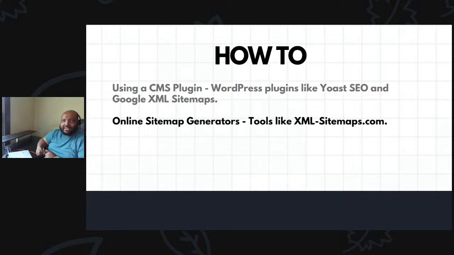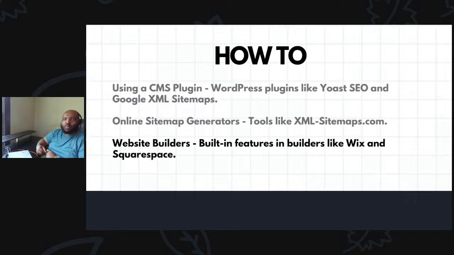The second one is an online sitemap generator, tools like XML-sitemaps.com, and I'll show you this later on. And then finally, web builders, with built-in features on things like Wix and Squarespace. Now, remember, you are free to use whatever tools you want to use. I will be showing you how to build a website using WordPress, so we're going to get into more of this plugin stuff later on. But just know that you can have builders that already have this built in.